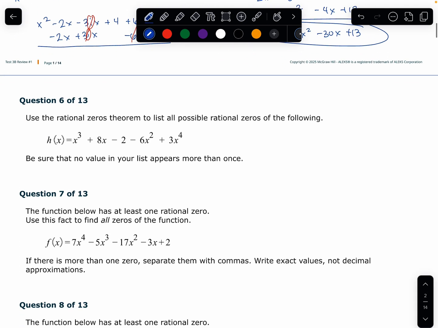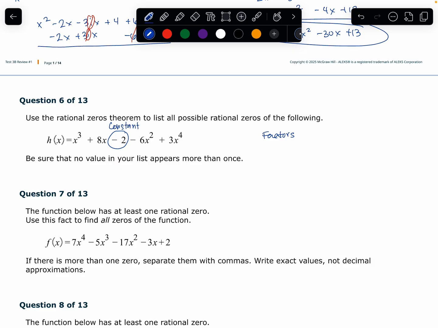All right, number 6: use the rational zeros theorem to list all possible rational zeros of the following. So, the rational roots theorem says that if I take factors of the constant term, so you might have to look for it here. So here's the constant term.